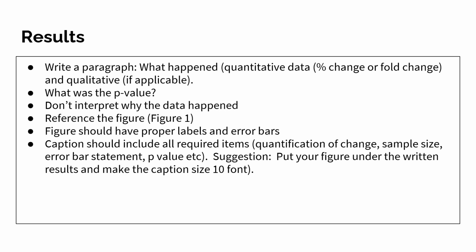Results. First of all, start by writing a paragraph of what happened. Give quantitative and qualitative data if applicable. Provide the p-value in this paragraph. Reference the figure by, don't say, as you can see in the figure. That's not how you do it. You say, the data showed a 45% increase, in parentheses, figure 1, and that's how the reader knows to see figure 1. Do not interpret the data. Don't tell me why your data happened. Just tell me what happened in this section.